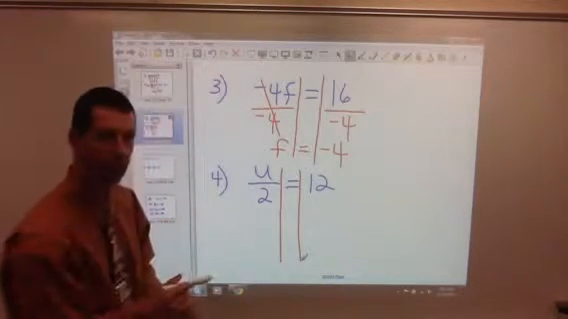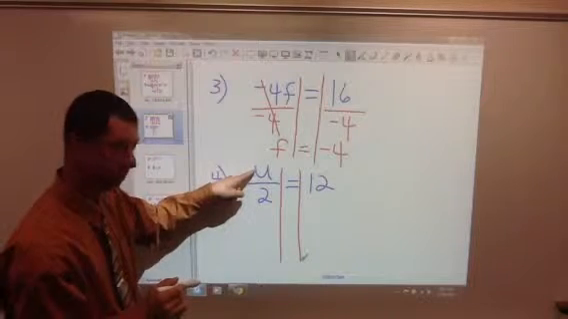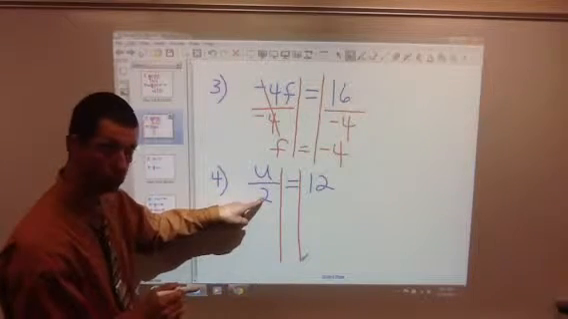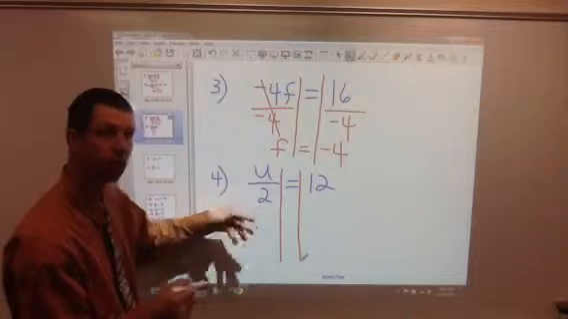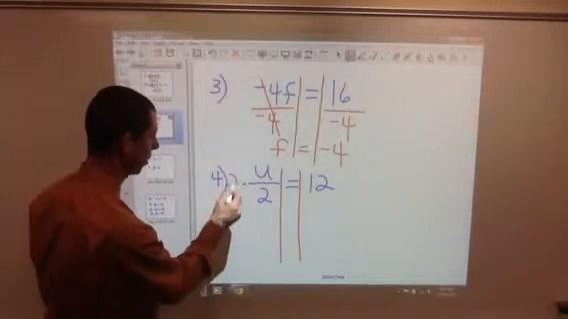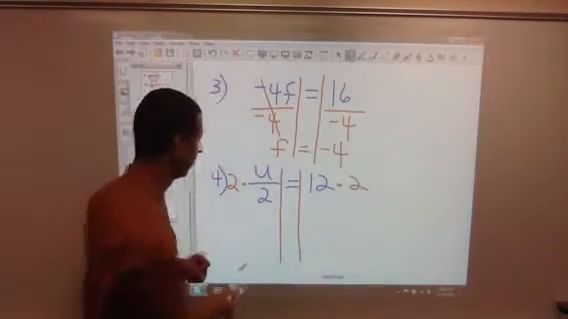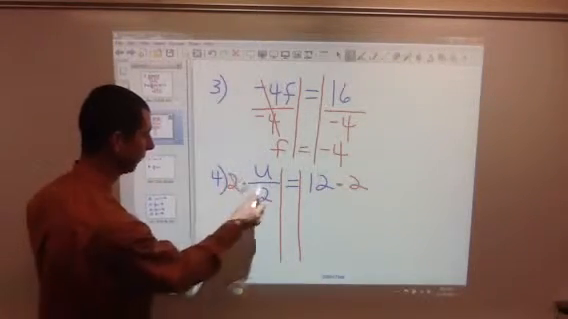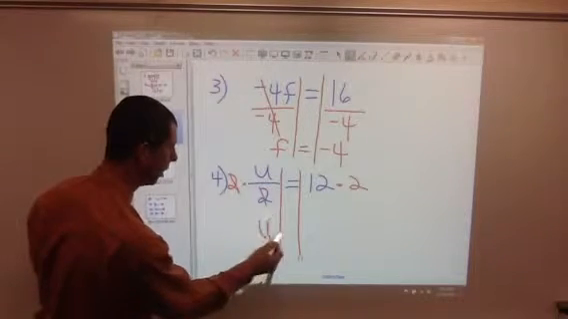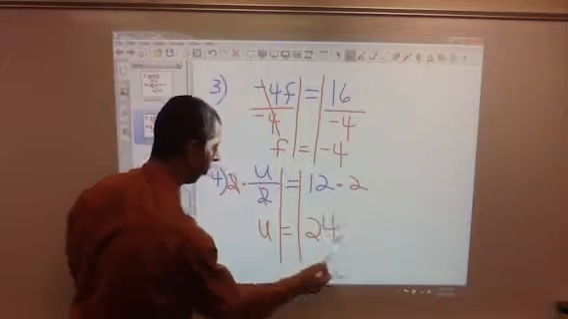Okay, so I divide my equation into 2 parts. I find my variable. It's being divided by 2. Opposite operation is to multiply by 2. That will get rid of this 2. So I multiply by 2, go over here, and multiply by 2. All right, these cancel. So we're left with the variable u equals 12 times 2, which is 24.